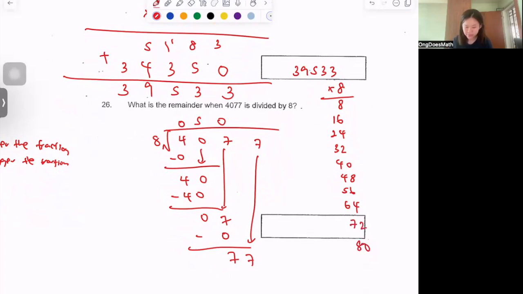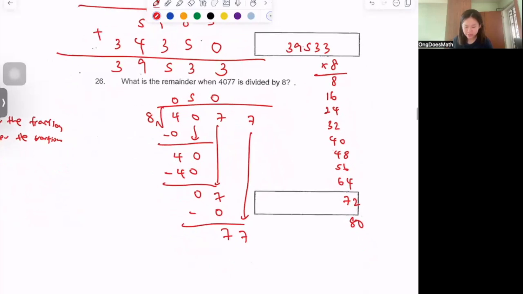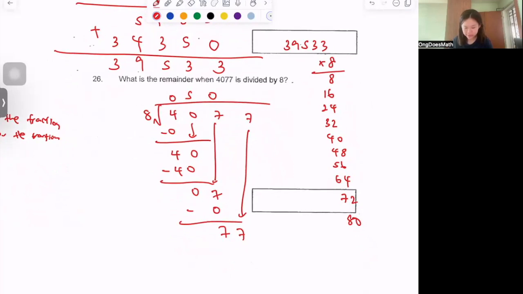80. Okay. So now, how many 8 can fit into 77? 72, right? So that is 8 times 9, which gives you 72. So now you have a remainder of 5, which is what the question was asking for. What is the remainder? So remainder is 5.